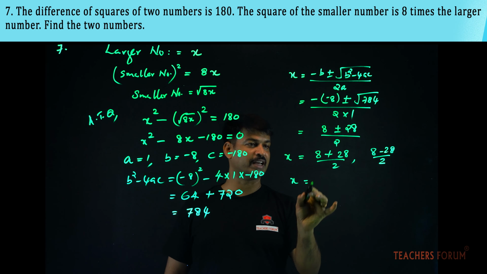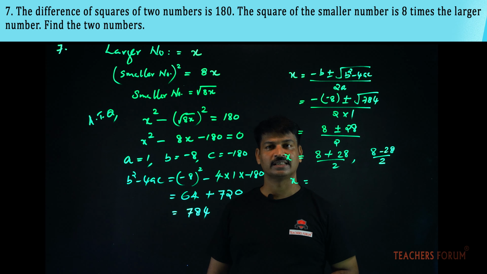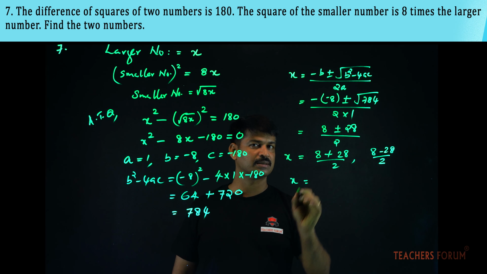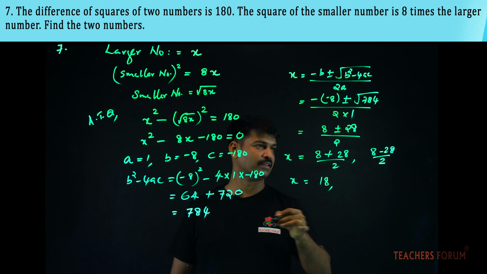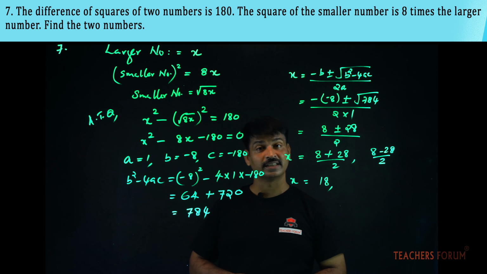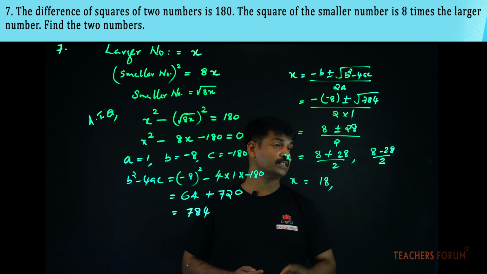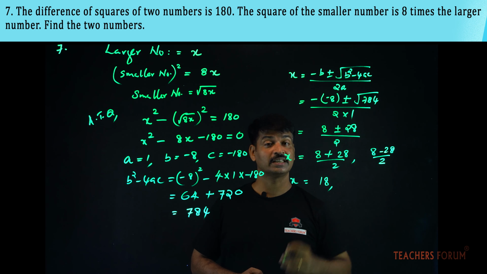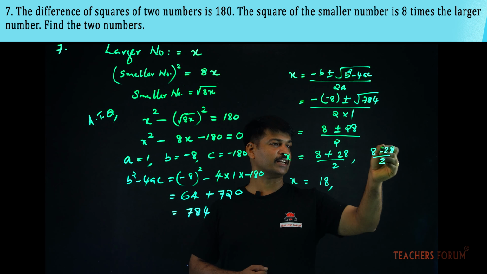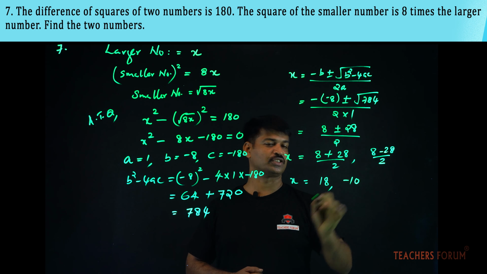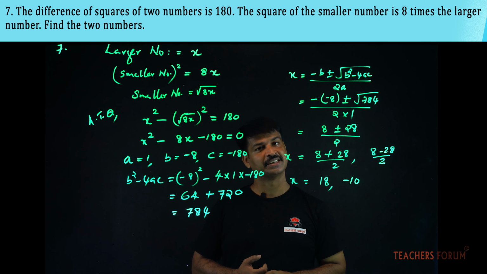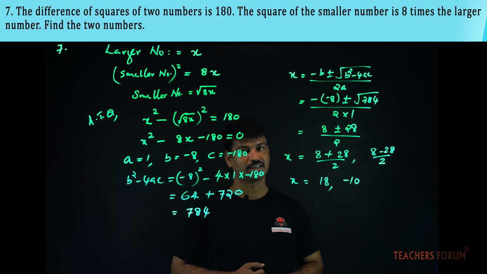So what are the values of x? x equals 8 plus 28 by 2 or 8 minus 28 by 2. First you apply the plus, then you subtract. That is the value of x equals 8 plus 28, that is 36, 36 by 2, that is 18. What is 8 minus 28? That is minus 20. What is minus 20 by 2? That is minus 10. So you get the values of x as 18 and minus 10.